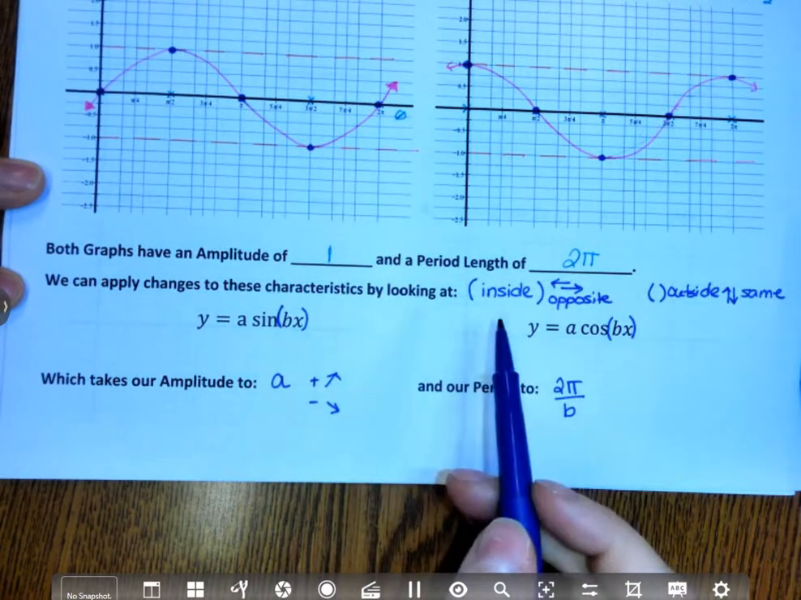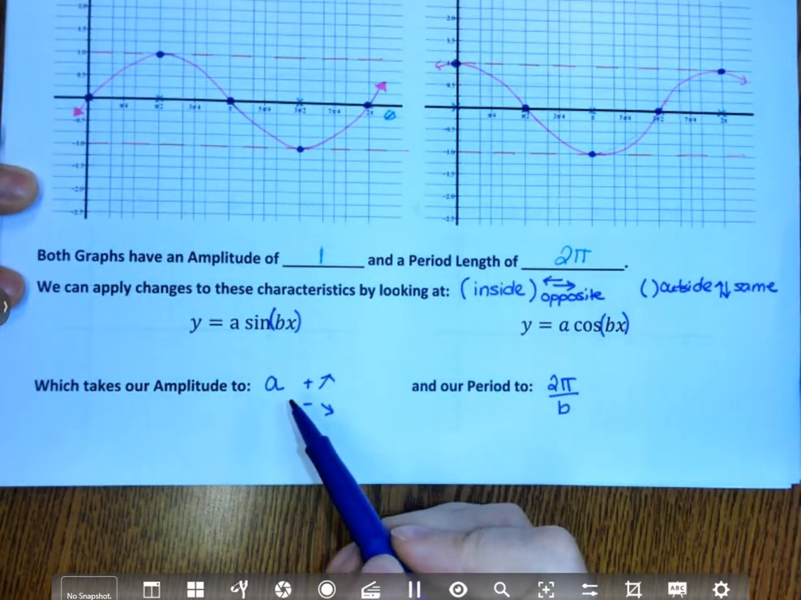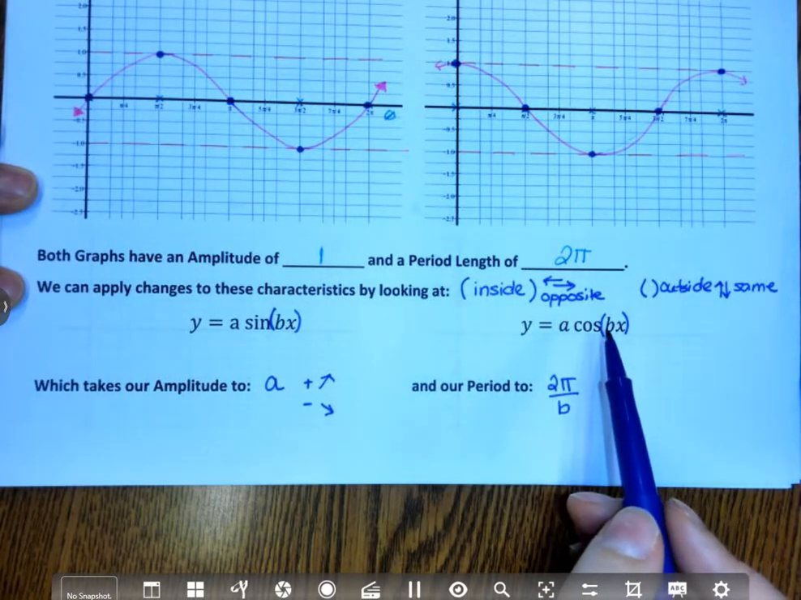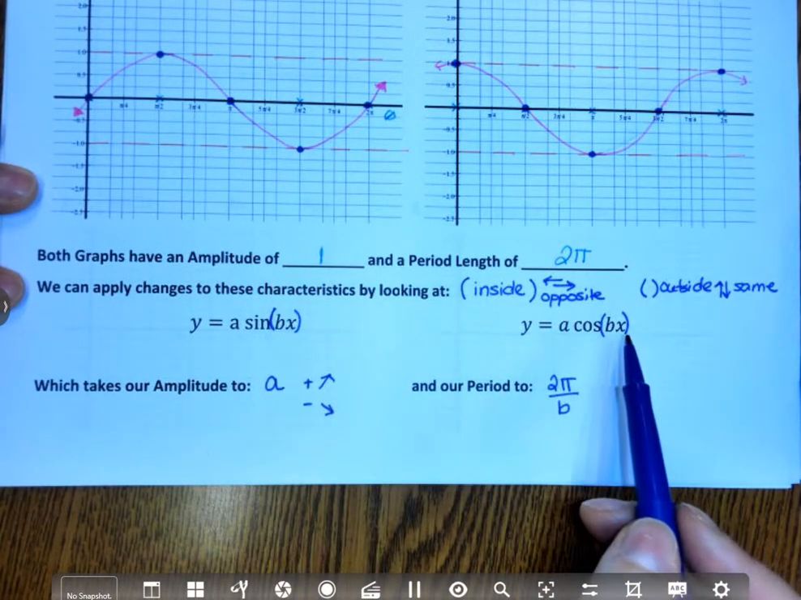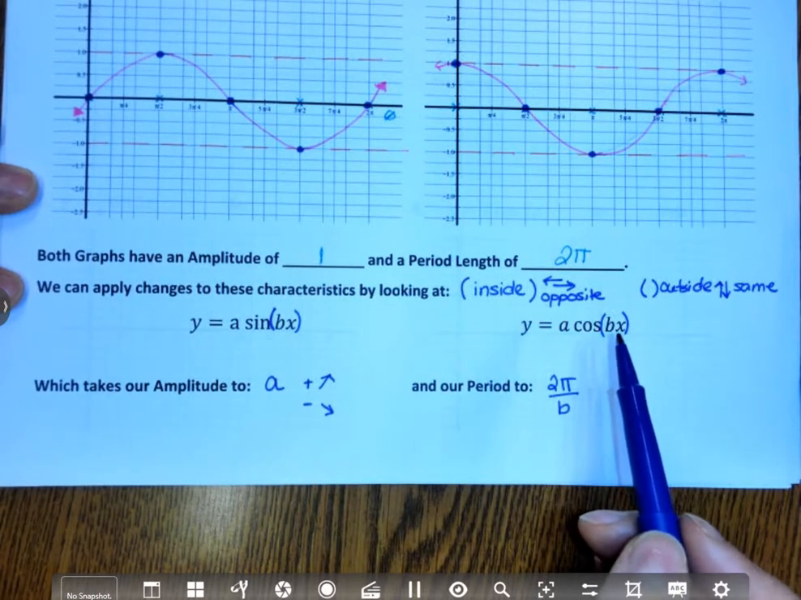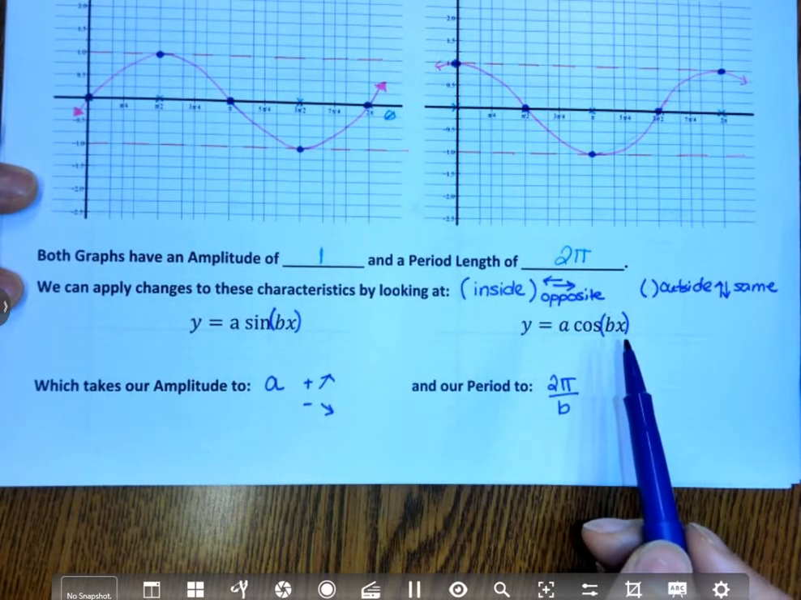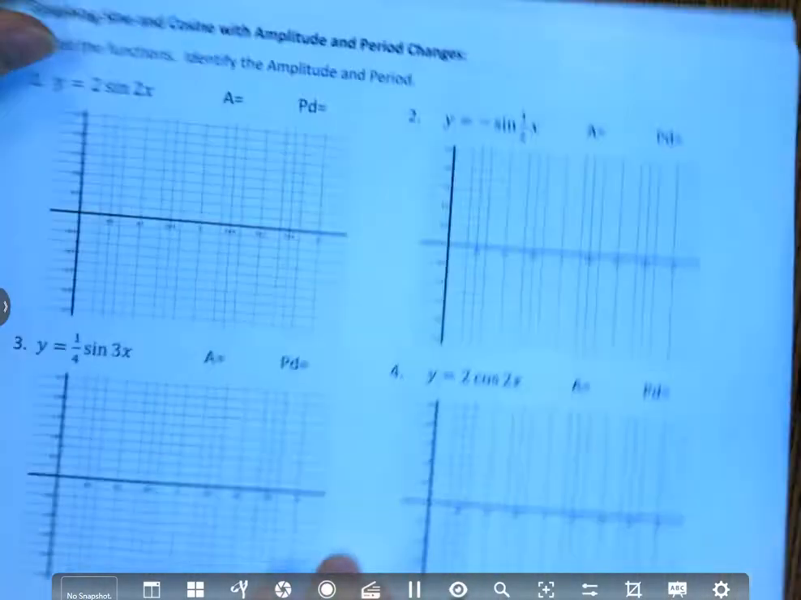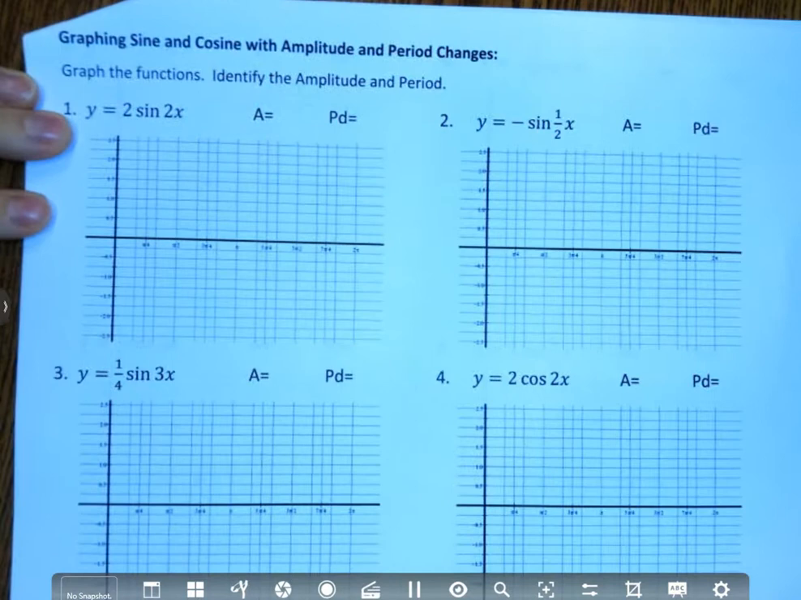For every sine and cosine, our amplitude is that number out in front, the A. Our period is 2 pi divided by whatever that number is. If that number is a fraction, we times by the reciprocal. Okay. Best way to do these is just do it. Let's do this.